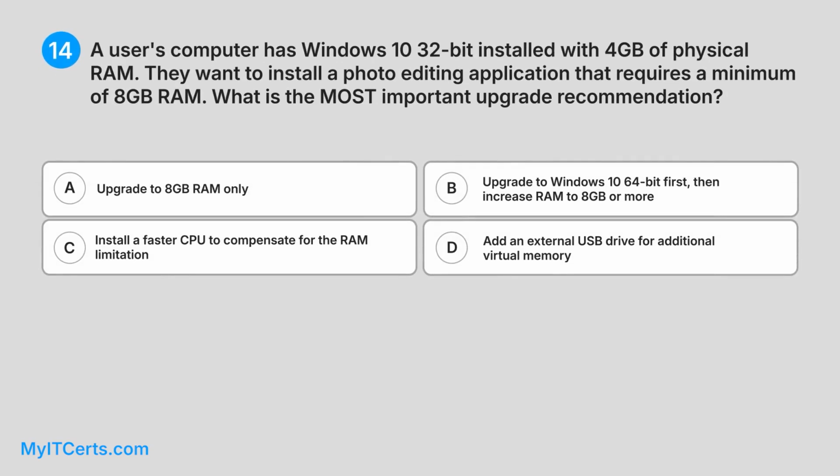14. A user's computer has Windows 10 32-bit installed with 4 GB of physical RAM. They want to install a photo editing application that requires a minimum of 8 GB RAM. What is the most important upgrade recommendation? A. Upgrade to 8 GB RAM only. B. Upgrade to Windows 10 64-bit first, then increase RAM to 8 GB or more. C. Install a faster CPU to compensate for the RAM limitation. D. Add an external USB drive for additional virtual memory.